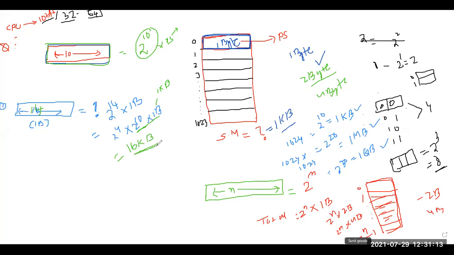Maximum 16 KB memory it will support, it will not be able to do more than that. Fine, clear? If the system is byte addressable, again I'm saying byte addressable, how the blocks are partitioned. What is the size in each block? Clear? Now try this question.